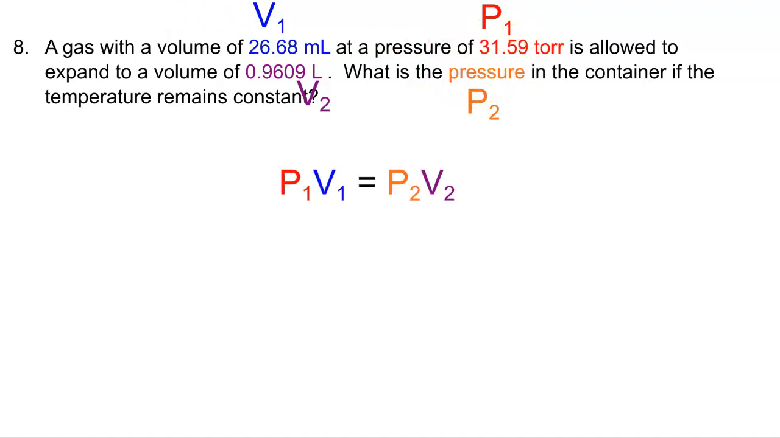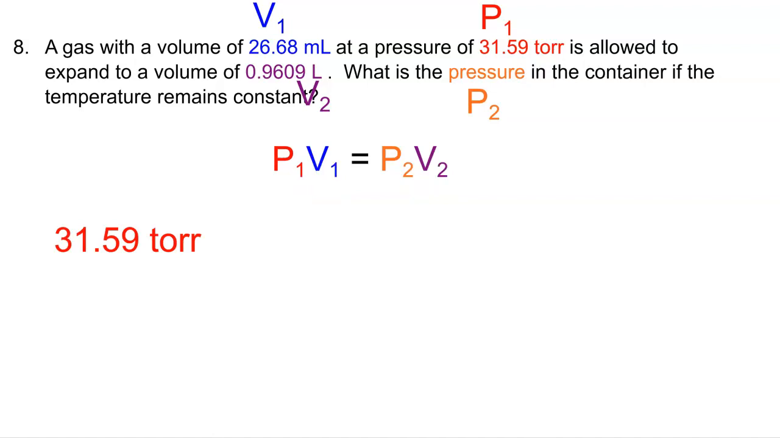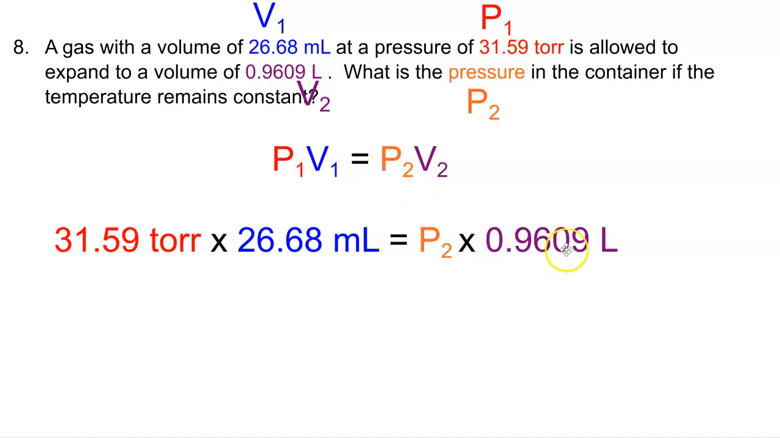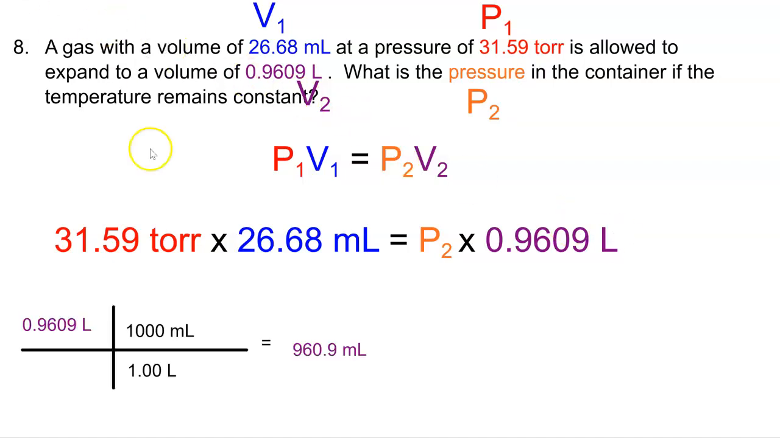So now we're going to set up our problem here, giving the generic formula P1 V1 equals P2 V2. 31.59 torr is P1. 26.68 milliliters is V1. We are solving for P2, and we have a volume of 0.9609 liters. Before I do anything on my calculator, I'm going to pause and say, what do I have 2 of? I have 2 volumes, one's in milliliters, one's in liters, so I need to give them both to the same unit. Doesn't matter which way I go technically, but read the entire question because I may ask you to go a certain way. So we're going to need to do a grid.